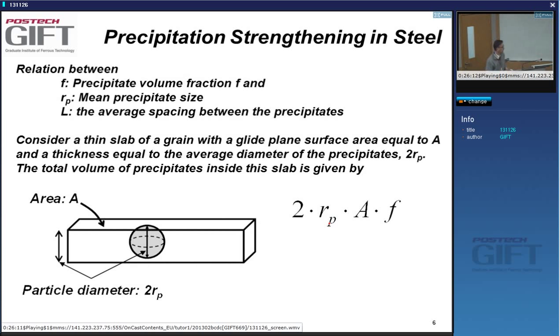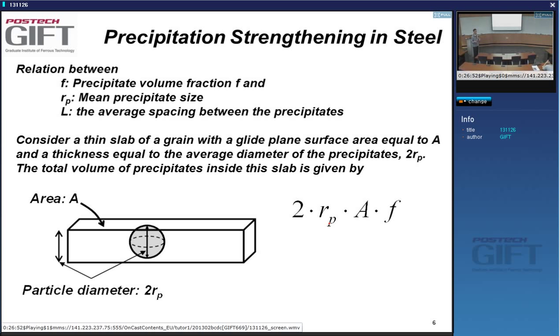Let's just start asking ourselves: is there a simple way to relate the volume fraction of precipitates, their radius, and the mean distance between the particles? That's a very useful relation to have. This is a nice derivation, and then I'll also add a correction to the formula.